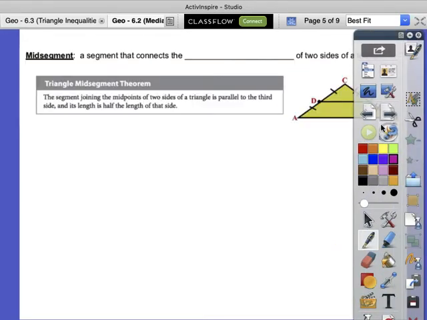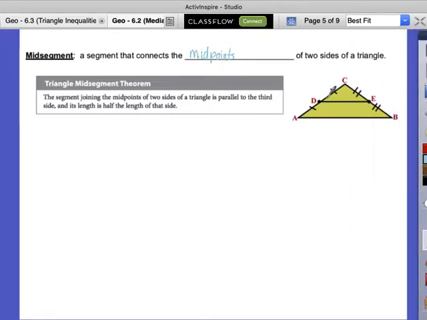Okay. Next we're going to talk about mid-segments. Okay? A mid-segment has the word segment. It's a segment that connects the midpoints of two sides of the triangle. So every side of a triangle has a midpoint somewhere. We just don't always know it. And so a mid-segment connects two of the midpoints.